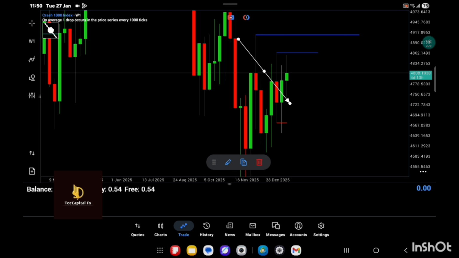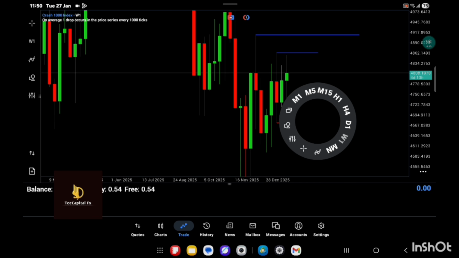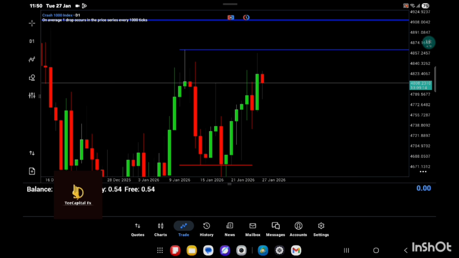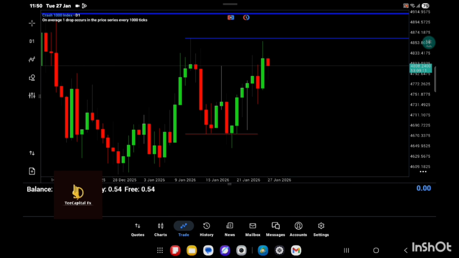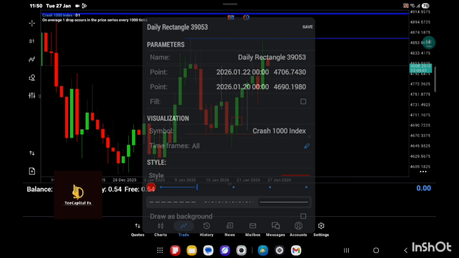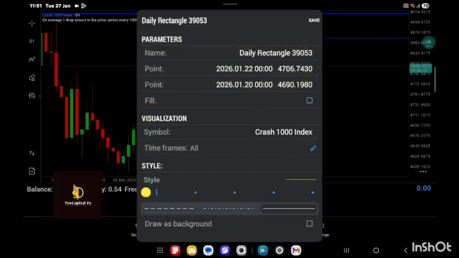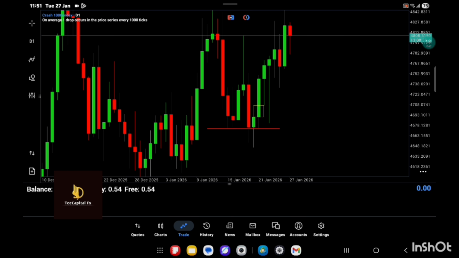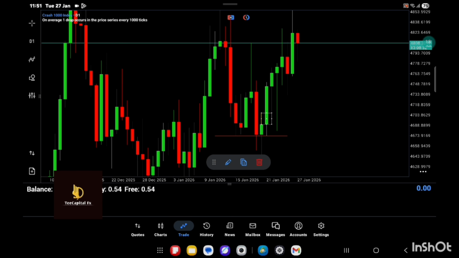Let's proceed to the daily and see what price is doing. Also on the daily, you can see that we had a nice daily fair value gap. I mark my daily yellow, you should know by now. So price came into the fair value gap, and you see what happened here. We had a nice push to the upside.